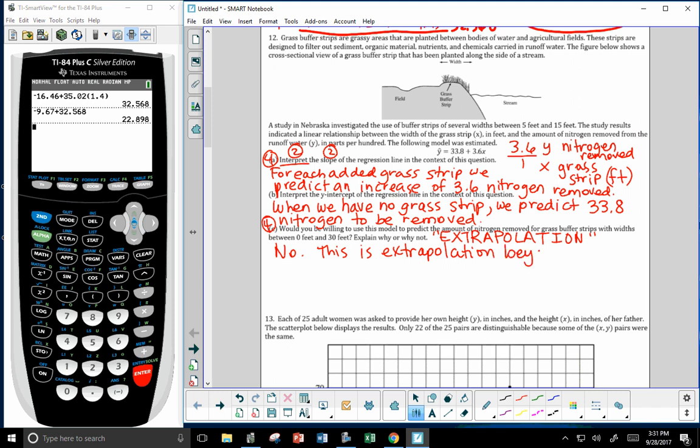Okay, number 13. Each of 25 adult women was asked to provide her own height, y in inches, and the height x in inches of her father. The scatter plot below displays the results. Only 22 of the 25 pairs are distinguishable because some of the x-y pairs were the same. And so that knocks us down to only being able to see 22 dots.